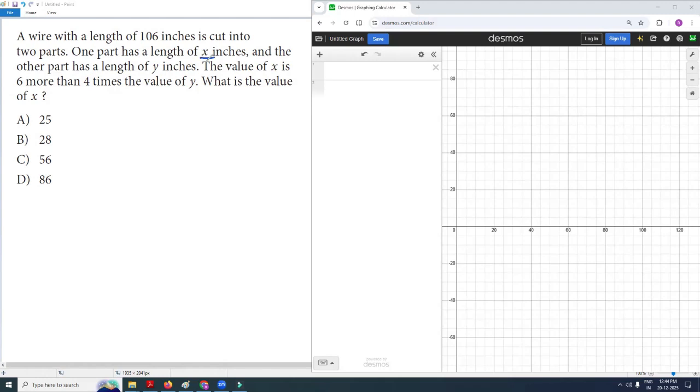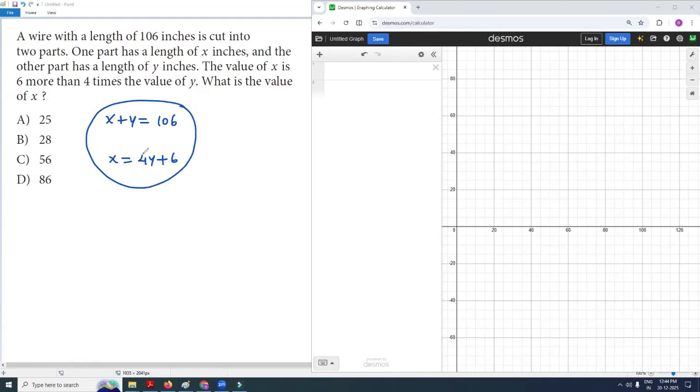Since x and y are the lengths of the two parts of the wire, when I add x and y, that is equal to the total length of the wire, that is 106 inches. Now let's consider the other information. That is, the value of x is 6 more than 4 times of y. That is, x equals 6 more than 4 times of y. It can be written as 4y + 6.